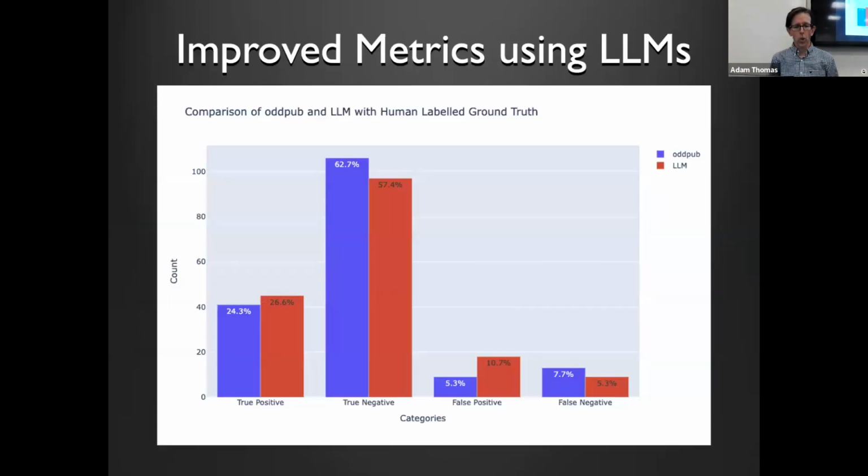So this is what we get. So when you look at the LLM metrics, which is in the red, versus the OddPub metrics, which is in the blue, you can see that we get more true positives, but we also get more false positives. So we are not yet in the space where we can get the LLM to do better than simpler approaches, but we're relatively early on. So we think this is still coming.